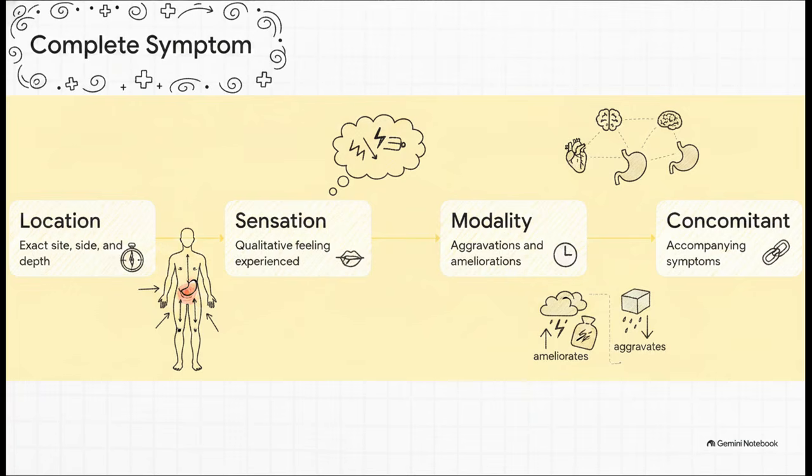Number 1 is location, the exact site, side, and depth. Number 2 is sensation, the qualitative feeling, ideally using the patient's exact words. Number 3 is modality, what specifically aggravates or ameliorates the symptom. And number 4 is the concomitant, or the accompanying symptoms.